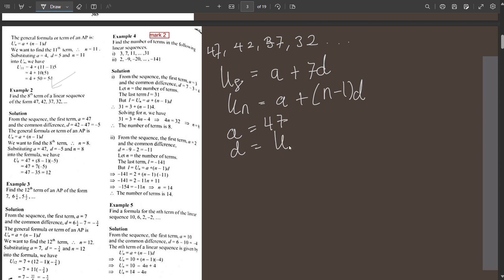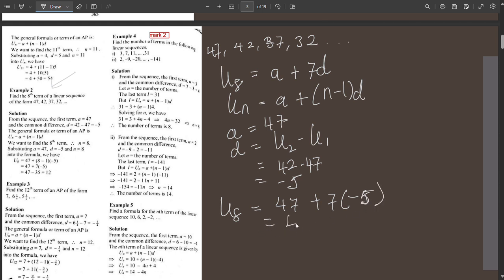U2 minus U1, which is 42 minus 47, which is giving us negative 5. So note the difference here. The common difference is negative 5. So now let's put them inside. U8 is equal to A, which is 47, plus 7 into bracket D, which is minus 5. We have 47 minus 35, which is 12. So the eighth term is 12.